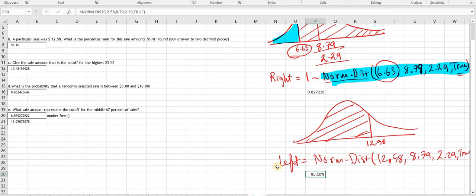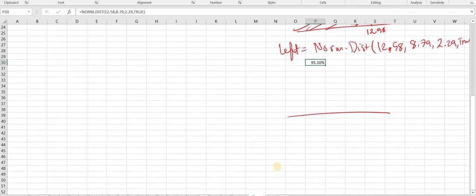Give the sale amount that is the cutoff for the highest 23%. So the first time we see this question, we're given the area and we need the cutoff. Here is the distribution again. I know the mean and I know the standard deviation, and excuse my sloppy writing or drawing. So the top 23% is this area right here, because we know that the area under the curve is percentages, it is probability, it is percentile, it could be proportion as well. And we need this number right here. Let's say we need A.